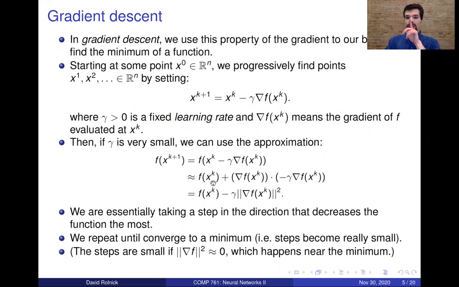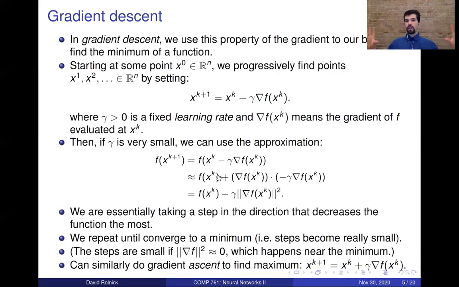OK, so I should mention there is also something you can do similarly, which is gradient ascent, to find the maximum, where instead of going down the gradient, you go up the gradient and you take the step just in reverse. And that will hopefully get you to a maximum. Are there questions? And we'll get in a moment to when this doesn't work.